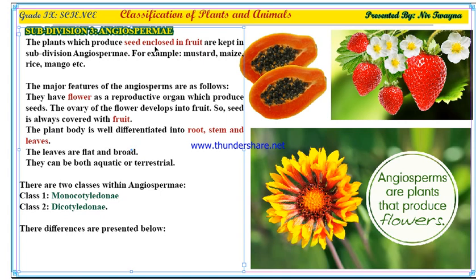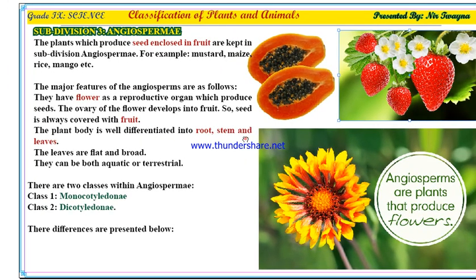The plants which produce seeds enclosed in fruits are kept in subdivision Angiosperma. Some examples you already know: mustard, maize, rice, mango, etc. They are given here. Look at it. This is a papaya. Outside there is fruit, inside the fruit there are seeds. And in this case also, this is strawberry. Outside is fruit, inside the strawberry there is seed.